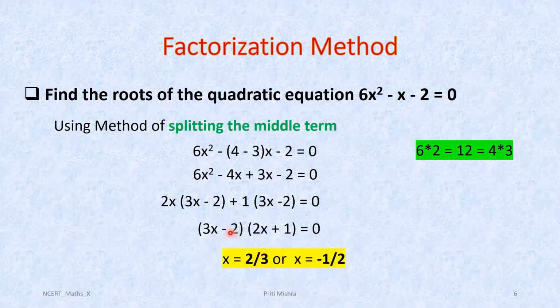So here we got the values of x equals 2 by 3 and x equals minus 1 by 2. So this is the way we can find the roots of a quadratic equation, just by the factorization method, or we can say by splitting the middle term.